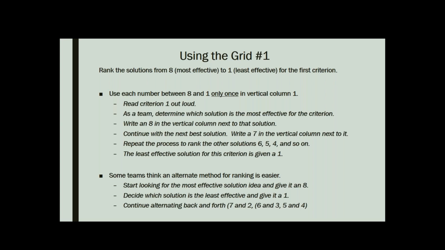Over the years, some teams have found a way they think is easier, and I'm going to share that with you. They start out still by looking for the most effective solution idea, and they give it an 8. And then they look for the least effective, and they give it a 1. Sometimes those pop out and they are agreed upon immediately. Then they say, okay, let's go back and find our next most effective. That's going to be a 7. And we'll find the least effective, which would be, the next one would be the 2. And they continue going back and forth, 7 and 2, 6 and 3, 5 and 4. And that way they believe it's easier to get the ranking done.